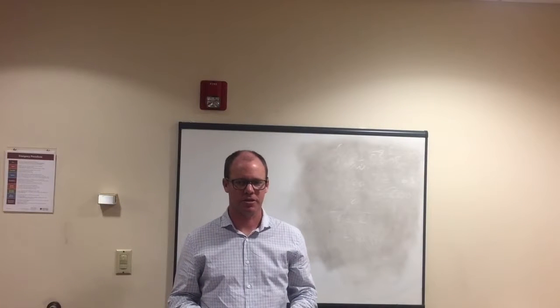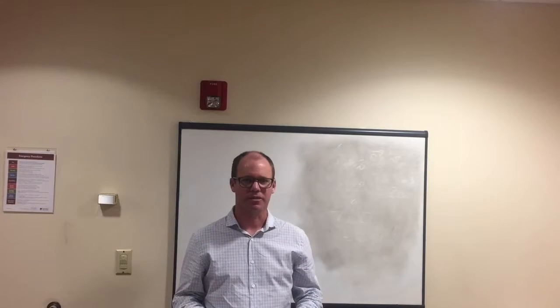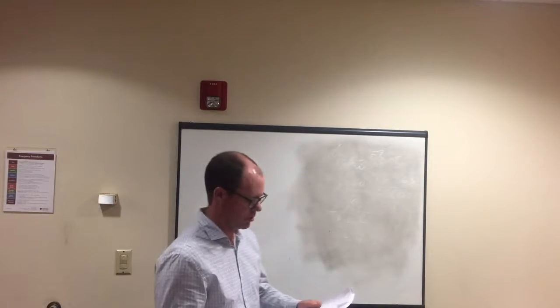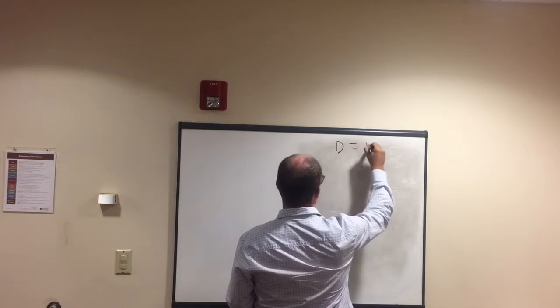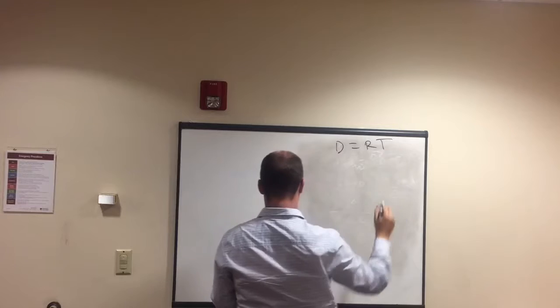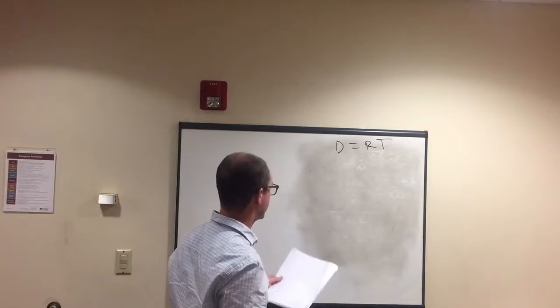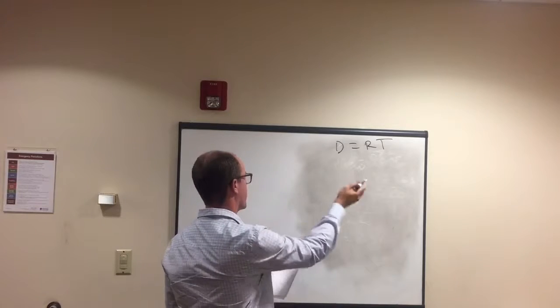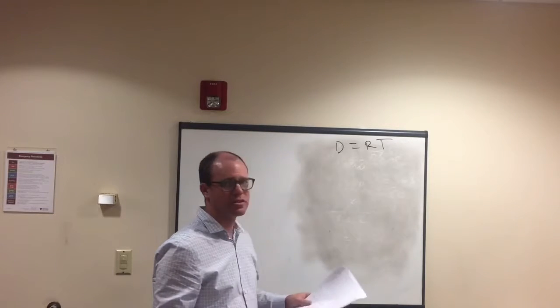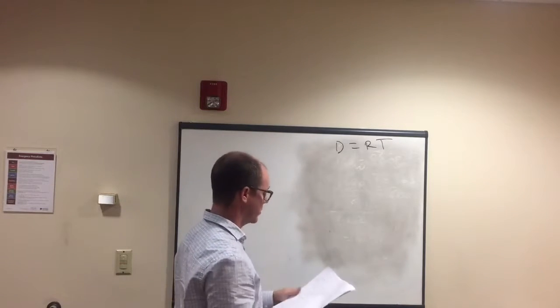Here we're going to look at ratios, proportions, and rates. So first we're going to look at distance equals rate times time. Okay, so in this case, they'll always give you two of them. Like they'll give you distance and rate, but not time, or one of the others.